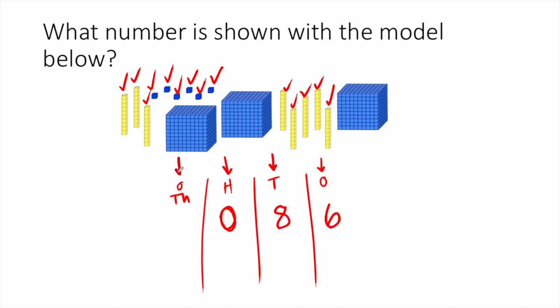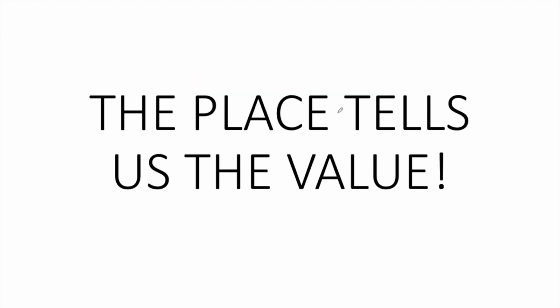Last place is the thousands place. Go ahead and count your thousands and drag the right digit to the thousands place. I counted 1, 2, 3 thousands. So I'm going to put a 3 there. And again, I have this 0 in the empty spot. So now I see my number is 3,086. Great job!